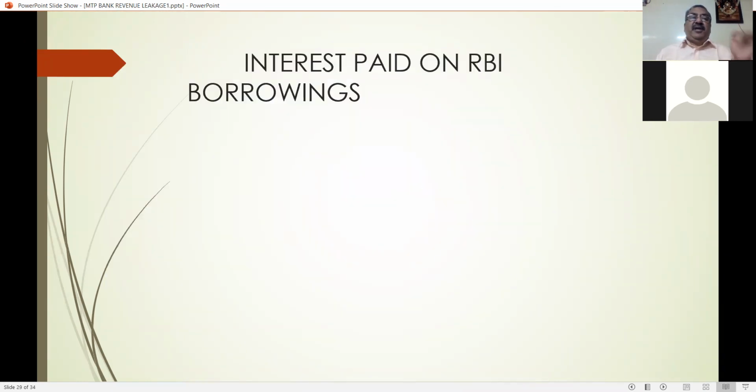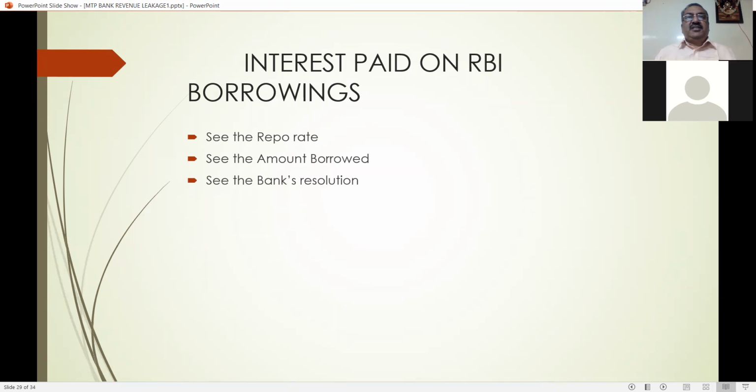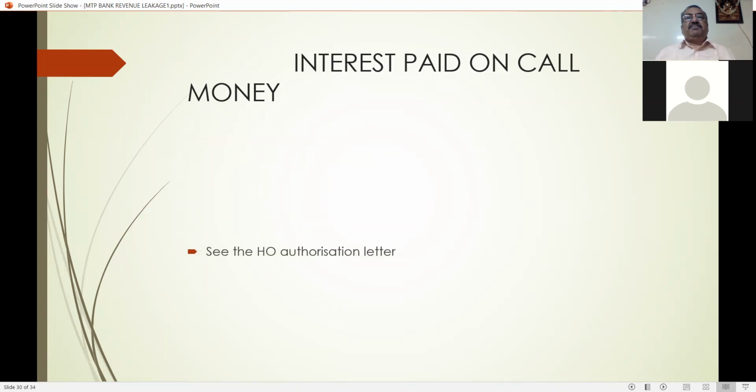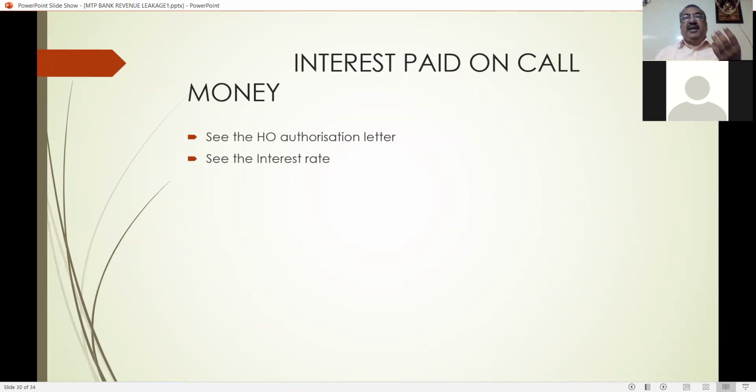And now, interest paid on RBI borrowings. The bankers borrow funds from RBI and make the payment; that is called the repo rate. I think we have already discussed the repo rate. And now, interest paid on call money, that is, temporary borrowing from the market, even from private sector banks, to meet some urgency. That is called interest paid on call money or at short notice.